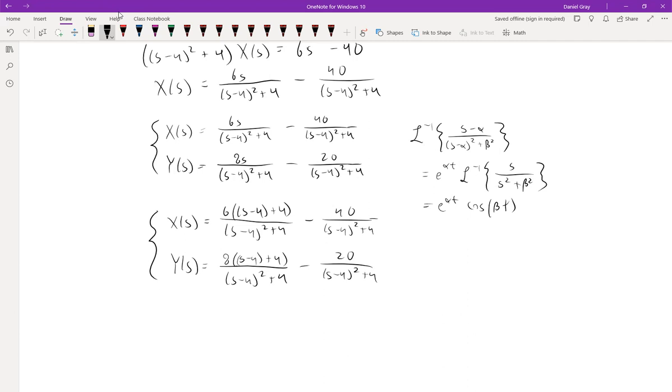Now, the reason I've chosen to do that is because since I have an s minus 4 downstairs being squared, I need an s minus 4 upstairs in order to use this property. Okay, so now I have to clean this up yet again.